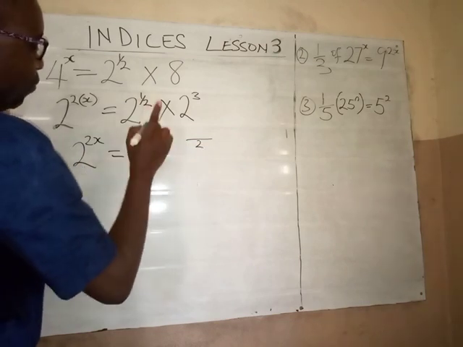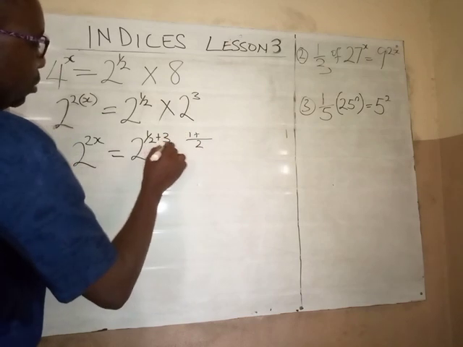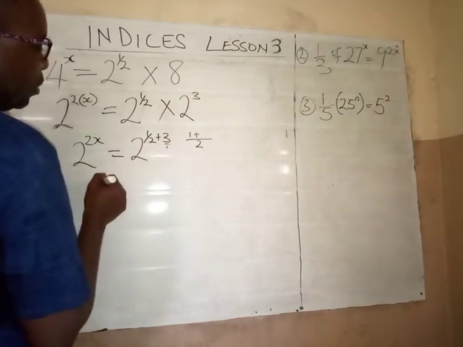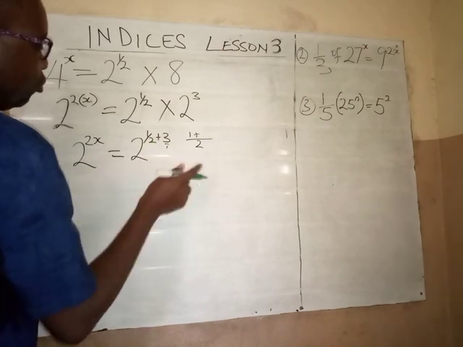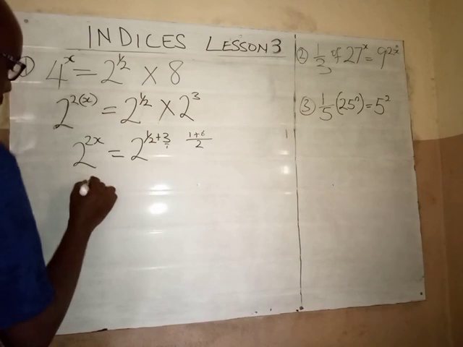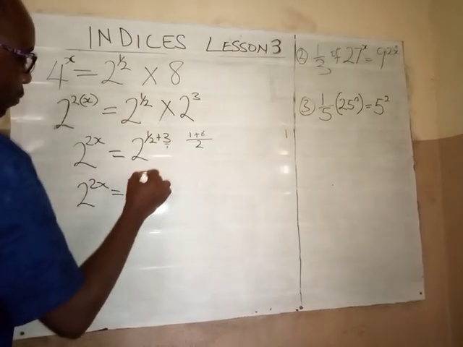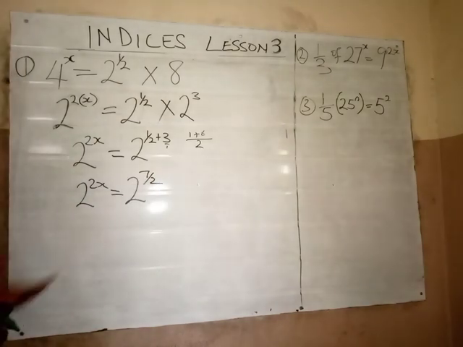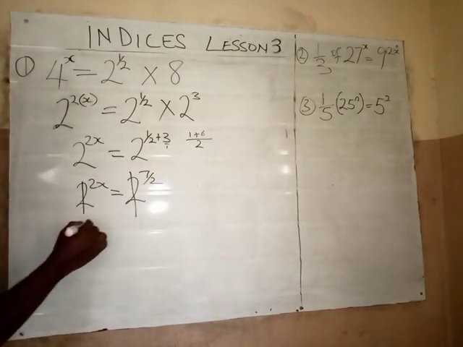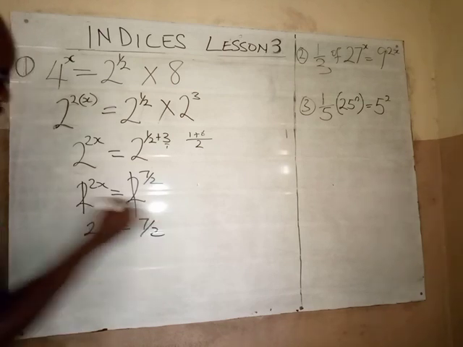2 divided by 2 will give you 1 times 1. 1 plus 1 divided by 2 will give you 2. 2 divided by 1 is 2 times 3 will give you 6. So what we now have is 2 raised to power 2x is equal to 2 raised to power 7 over 2. Since they are of the same base, you can cancel out the base. So what we are left with is 2x is equal to 7 over 2.